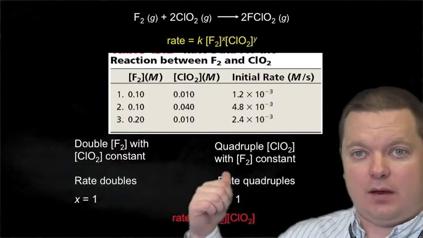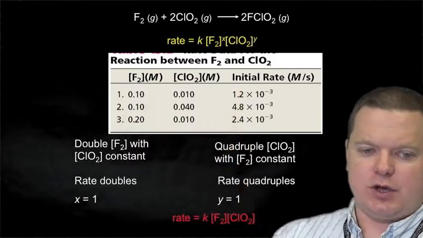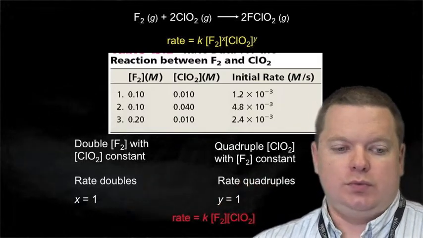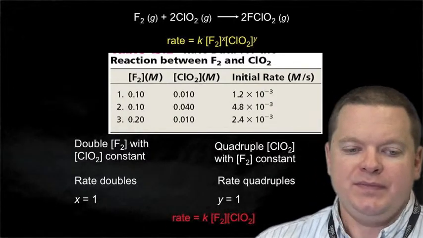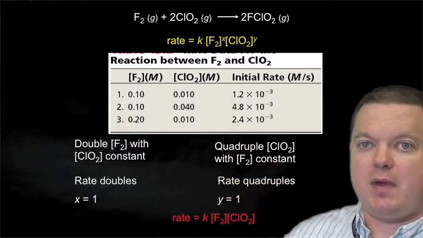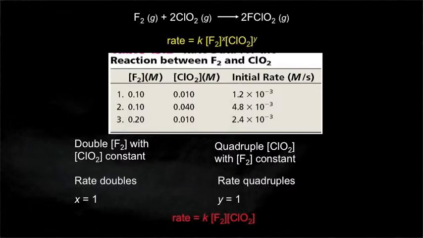So if we look at this data, this is what we've done. We've taken the concentration and changed it for fluorine, or kept the same concentration of the ClO2 and measured the rate. So if we look at experiments 1 and 2, then we see that this F2 concentration has remained constant over here. And at the same time, the ClO2 concentration went up by a factor of 4, or quadrupled.